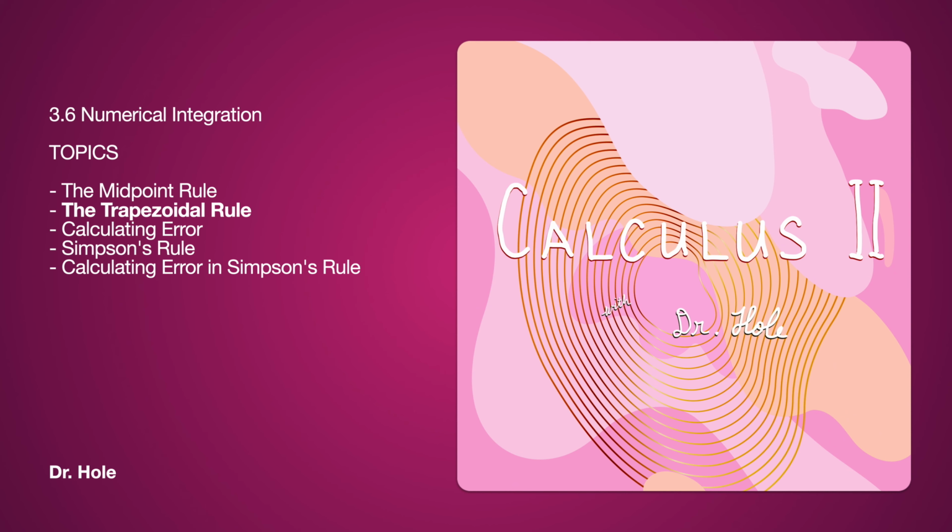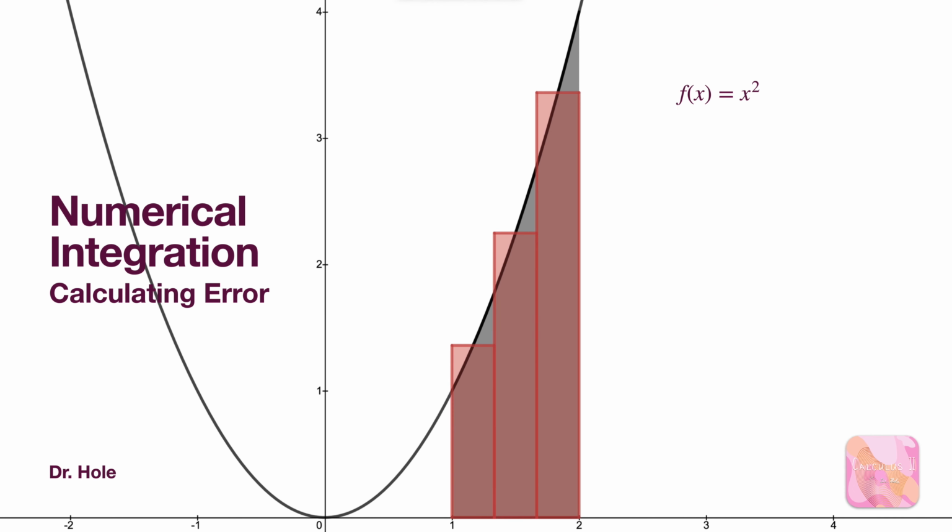Fantastic. We've done the midpoint rule and we've done the trapezoidal rule. And we've talked a little bit already about calculating area. Let's do a few more examples on that. Here we're looking at the parabola function, f of x being x squared. We have three rectangles which are produced using the midpoint rule, and this would be M sub 3. We have an interval from 1 to 2.